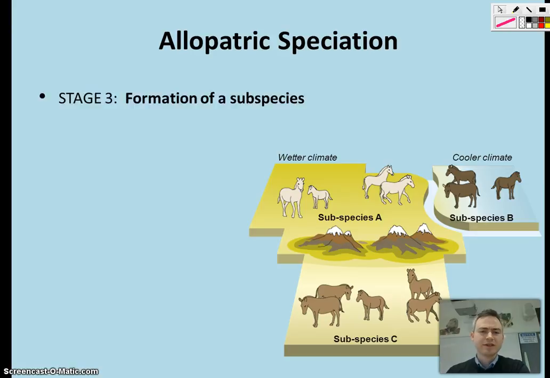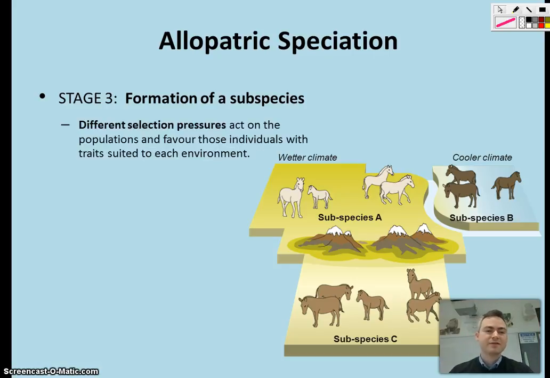So it's not enough though for the populations just to be separate for them to become different enough that they are different species. We have to have different selective pressures acting on the populations, because we know that's the big driver of evolutionary change in populations. So in the scenario here, the different populations are now subject to different types of selective pressures. Therefore, we're going to have changes in the allele frequencies between the different populations.